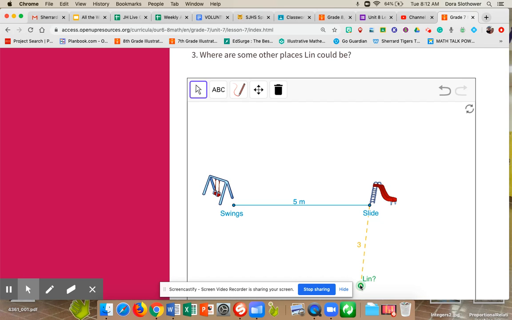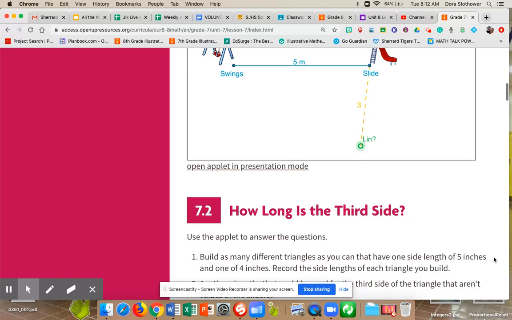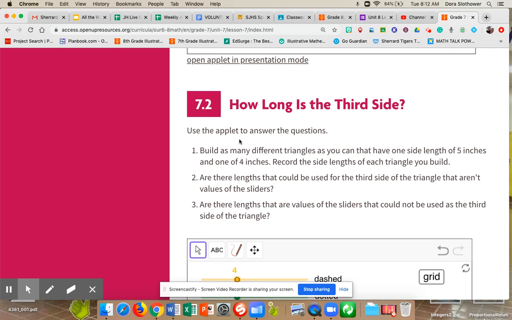All right. 7.2. How long is the third side? Your teacher will give you some strips. Well, I'm not giving you strips. We're going to use the digital version. So we're going to use the applet and we're going to answer the questions that are on your paper still. So make sure you write this stuff down.